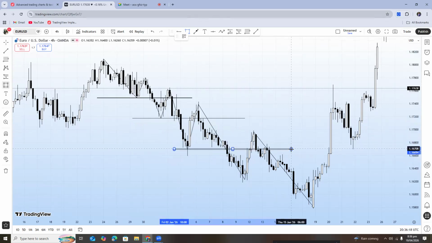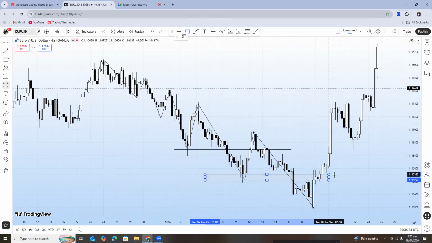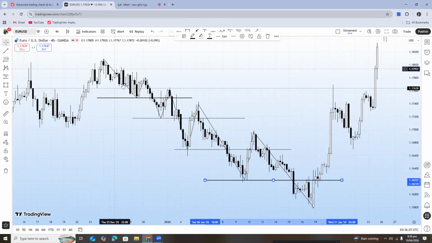Something interesting happened here. After forming the low, the market went ahead to break it and then retest it, and it sold. The same thing here, it broke this one, went to retest it, and sold. Same thing happened here, broke this one, retested it, and sold. That is how the market behaves in a downtrend.